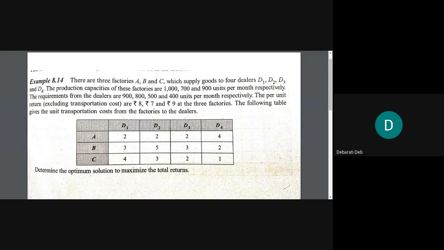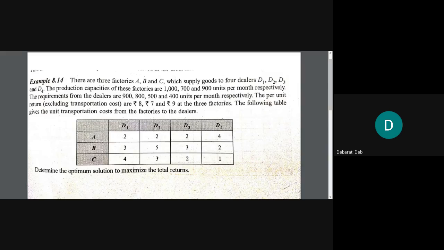Yeah, costs are given, and then certain data regarding the returns are given. And here the objective is to find out the optimum solution to maximize the total returns. You should read the question properly whenever it comes in your examination, whether it is a minimization of cost problem or a maximization of profit or returns problem. So here you can see it is clearly written. If you see the last line, it is written: determine the optimum solution to maximize the total return.